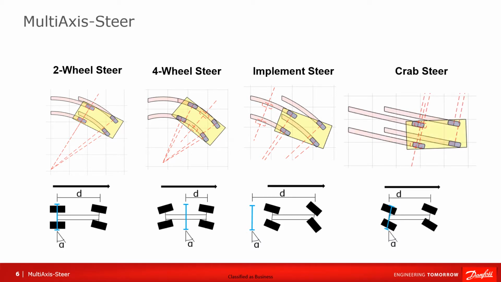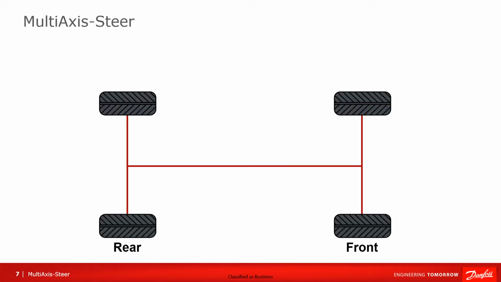In crab steer, the angle of the axis is changed, so the rear wheels will follow that angle. This can be set at a specific angle or can mirror the angle of the front wheels.